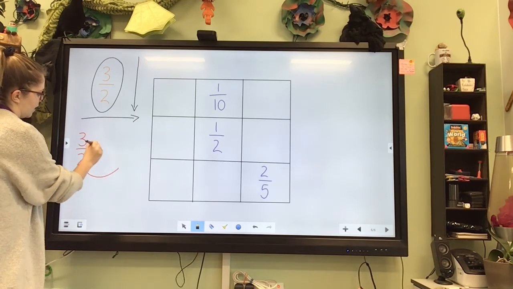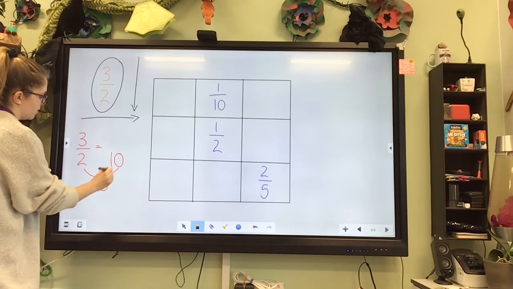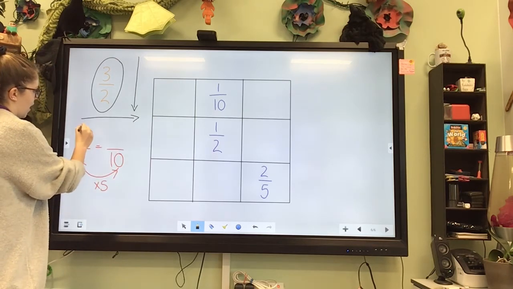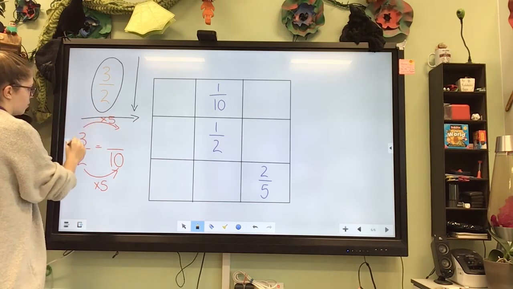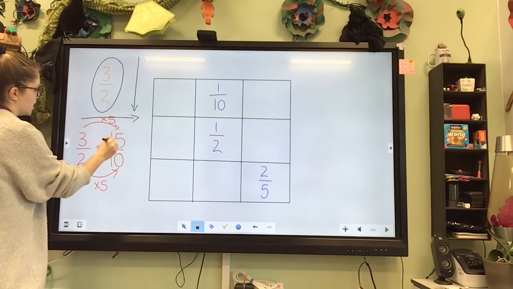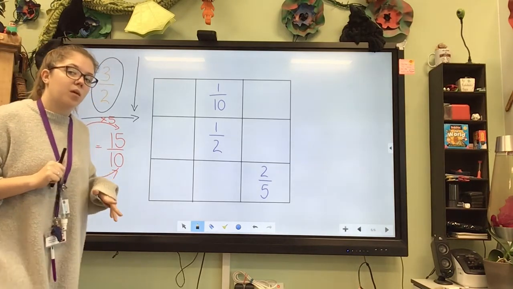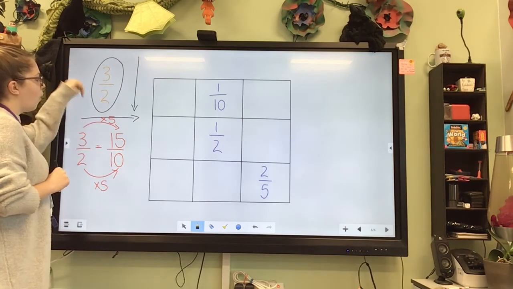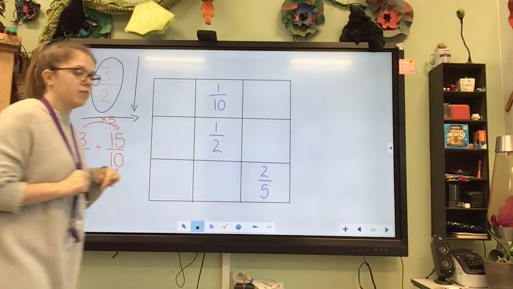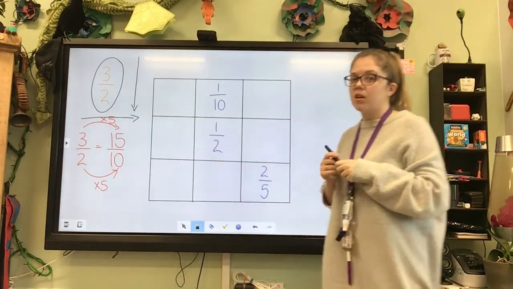So I need to think. 2 times what is 10? And the answer is 5. And then whatever I do to the bottom I do to the top. So 3 times 5 is 15. And that is an improper fraction, but that is okay because that will help us work out our magic square. So my goal is 15 tenths, or otherwise known as 3/2. Because if we were to simplify 15 tenths, it would give us 3/2.